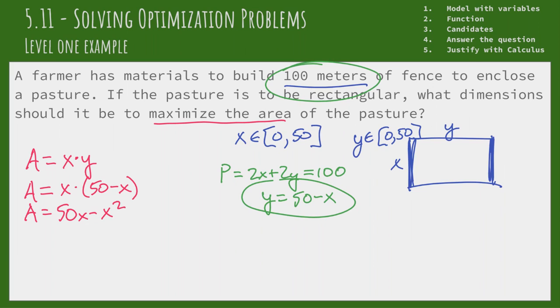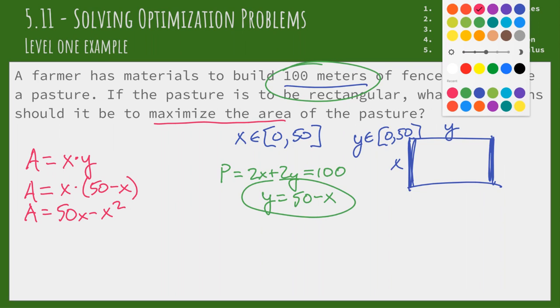So we can find the area of this pasture right here, knowing just what x is, because we know that whatever x is, y is going to be determined, and we can figure out what the area is. Now what we want to do is figure out the possible values for x that will give us the maximum area here.